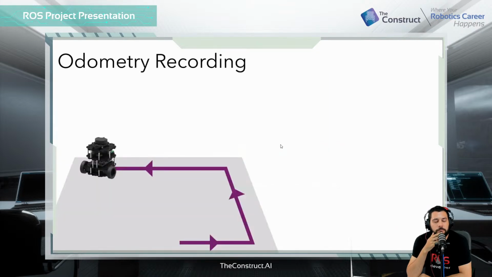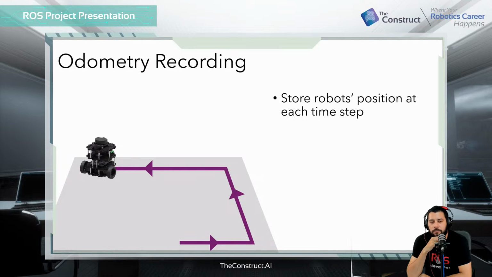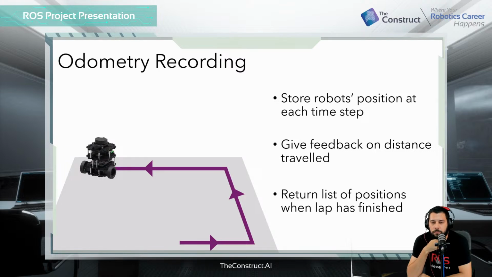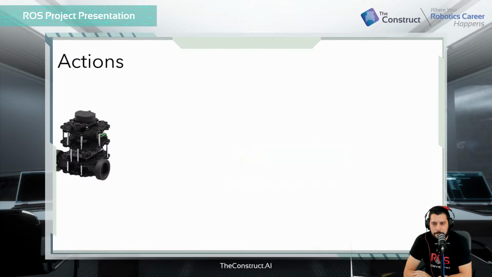Okay. The final part of the project is the odometry recording. So in this part, we store the robot's position at each time step. And then we also give feedback on the distance that the robot has traveled. And when the lap has finished, so when the robot has done a full round, we return the list of the positions where the robot has been. And we do this with actions.